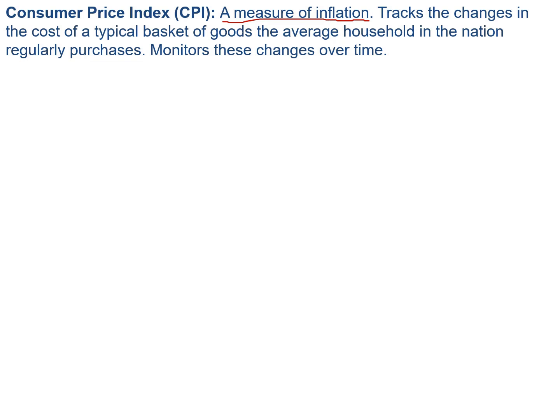But I'll give you a bit more background just so you can understand how they really get this number. It tracks the changes in the cost of a typical basket of goods the average household in the nation regularly purchases, and it monitors these changes over time. So a typical basket of goods in a nation is always going to be an estimate, a best average. It's not going to be perfect.